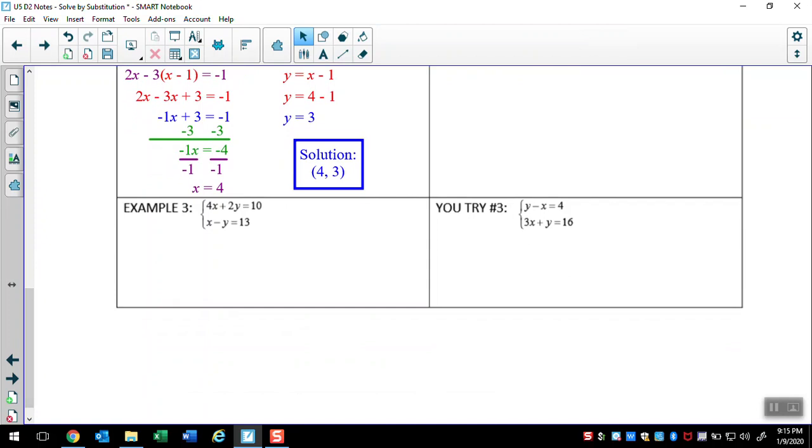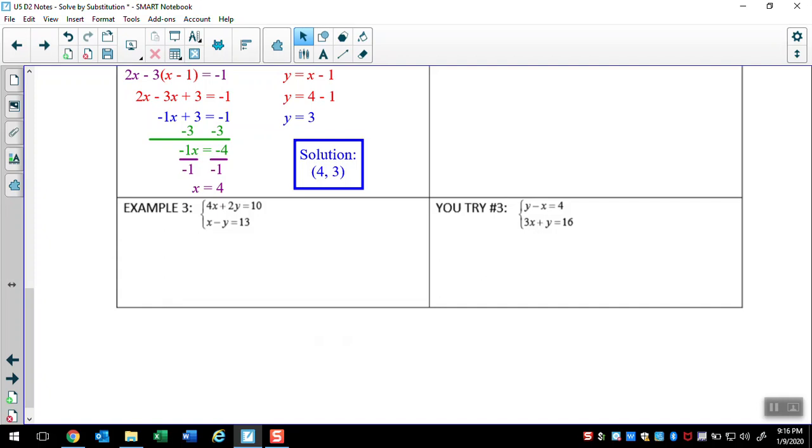This time, we're going to have to do a little bit of work before we can actually substitute. Neither of these equations has a variable solved for itself, so we need to do that first. Up here, both x and y have coefficients, so I probably don't want to touch that one. Instead I'm going to come down to the next one.